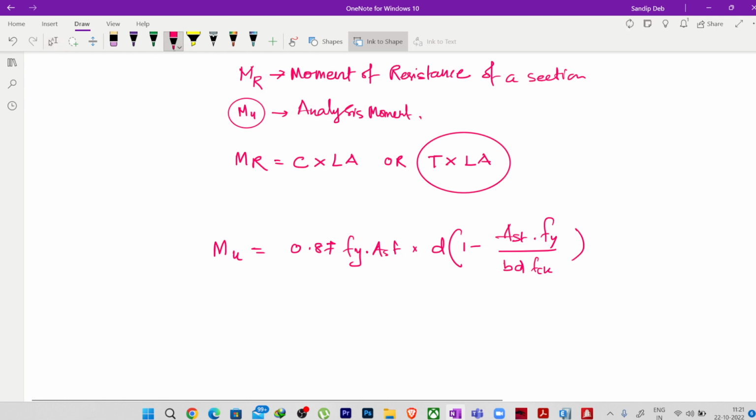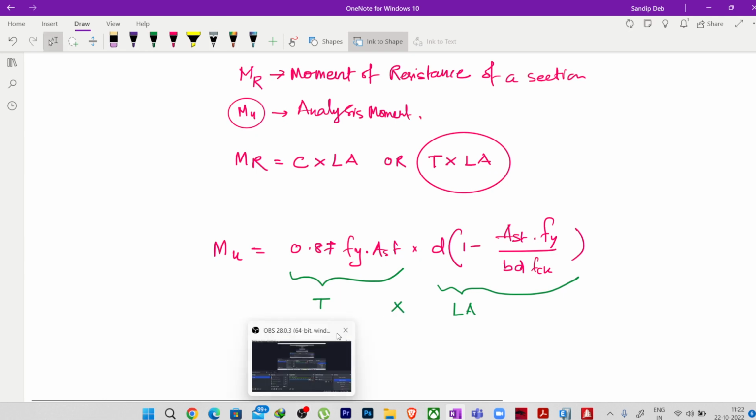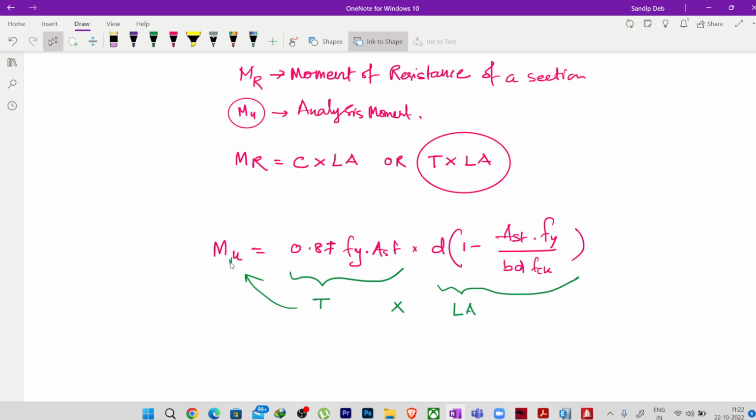So if you see it very carefully, this particular term 0.87 Fy is the maximum tensile stress that the steel can take, and this is the area of steel. So this is nothing but the tension, meaning the whole tension will be taken by this particular area, and this is nothing but my length of the lever arm. So if we multiply these two, then we get the moment of resistance. Actually this Mu will be my MR.